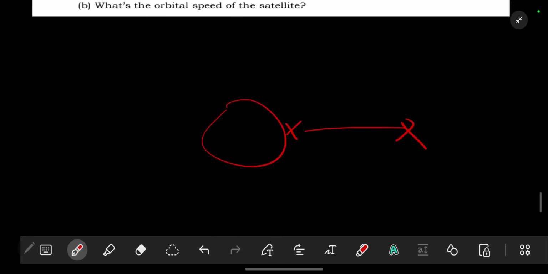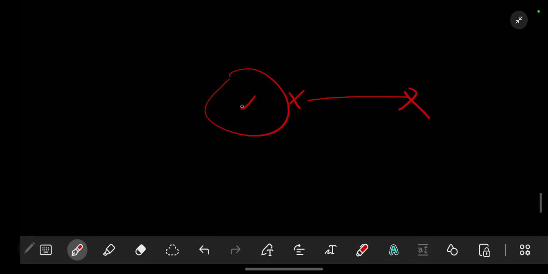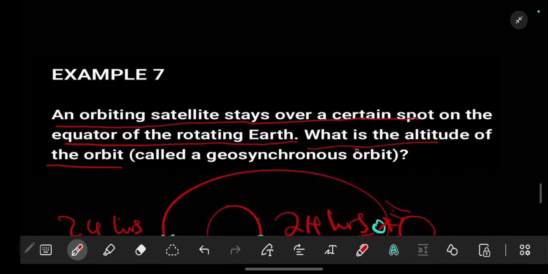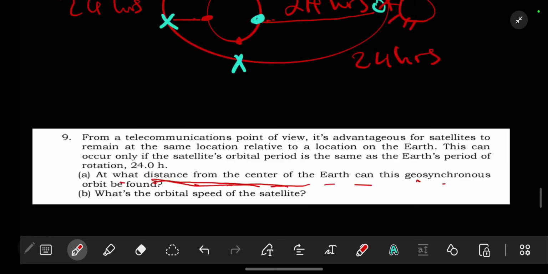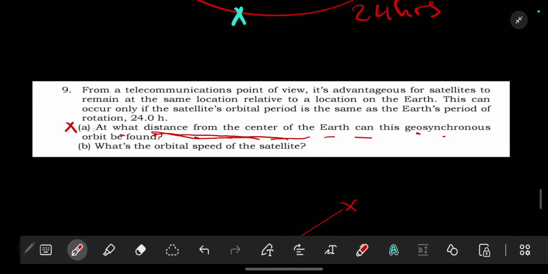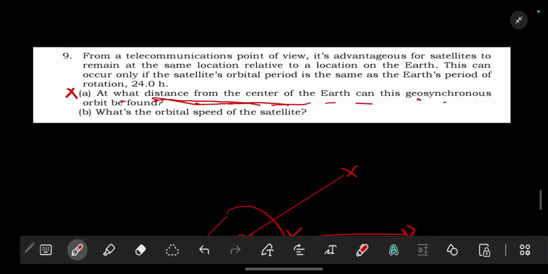Okay, so these two questions are different, but I'll treat them as the same so that we don't waste time. This one wants the distance from the center of the Earth to where the satellite is. But this one wants altitude, meaning from the surface of the Earth to where it is. So let's begin with this one, A, then we are going to answer this one. So answering this one, at what distance from the center of the Earth can the geosynchronous orbit be found?